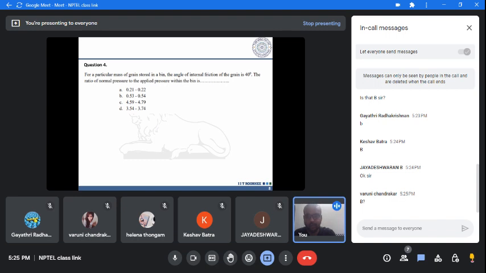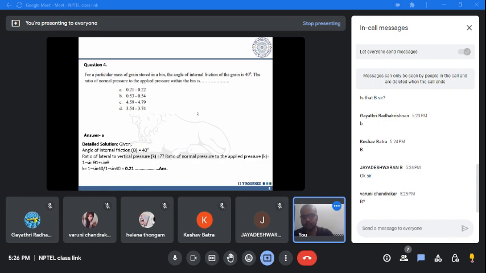Okay, Varuni is saying B. Okay, I'll tell you the solution. Then we will get to know what the answer will be. Anybody else? Okay, let's go to the solution. The angle of internal friction has been given, theta equal to 40 degrees.